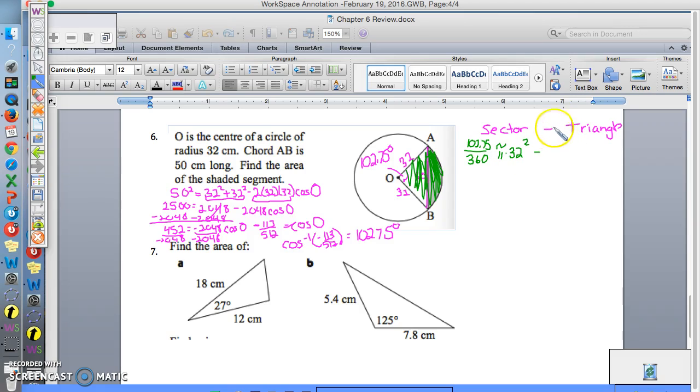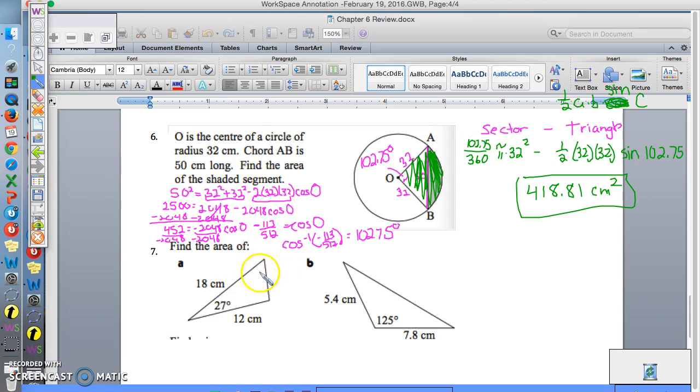And if you guys remember, our triangle formula is 1/2 a times b times the sine of C. So it's two sides times the included angle. So 1/2 times 32 times 32 times the sine of 102.75. And let's see, what did I end up with there? I ended up with 418.81 centimeters squared.